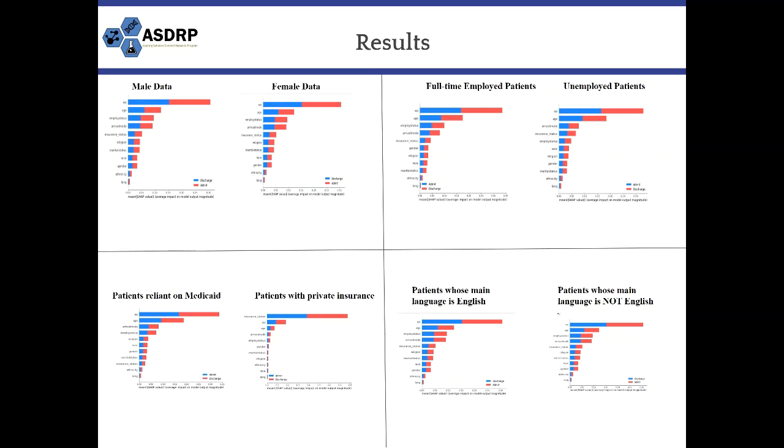In our results for male and female data, we found that a male's age had a greater impact on admission into hospitals compared to a female's age, as you can see in the male and female column. And if you look at the full-time employment patients and unemployment patients, you can see that the insurance status is more important for the unemployed patients compared to the fully employed patients. And we also saw a bias in the insurance status, as for patients with a private insurance, the insurance status had a much higher effect on admission than for patients with Medicare.